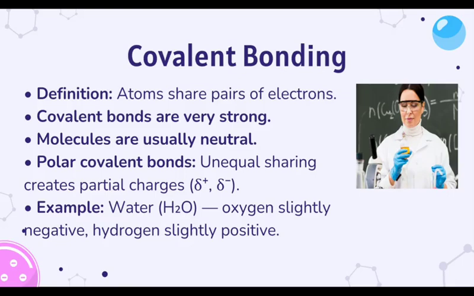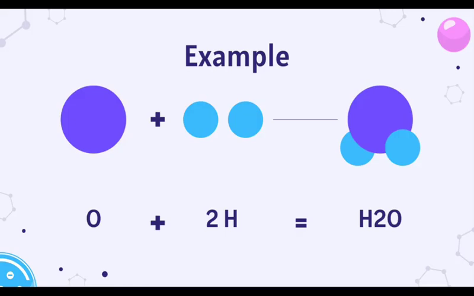Covalent bonding. The atoms share a pair of electrons, and these covalent bonds are very strong, and the molecules are usually neutral. They can have polar covalent bonds, with unequal sharing of electrons. In covalent bonding with unequal sharing, this creates partial charges, delta positive and delta negative. Example, water, H2O. In this, the oxygen is slightly negative, and the hydrogen becomes slightly positive. There is one oxygen atom and two hydrogen atoms, and these combine to make H2O.